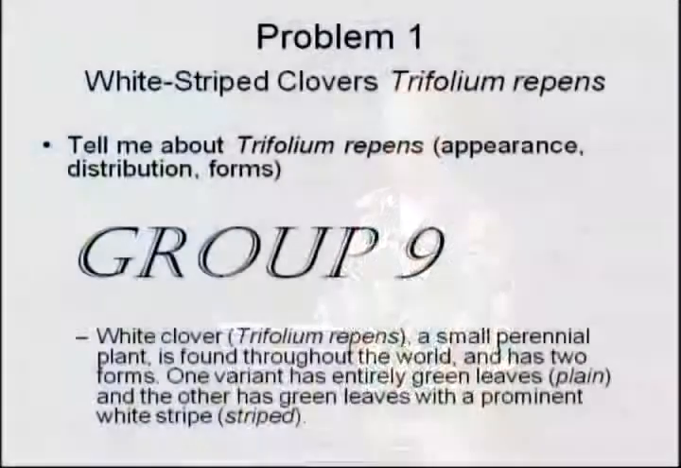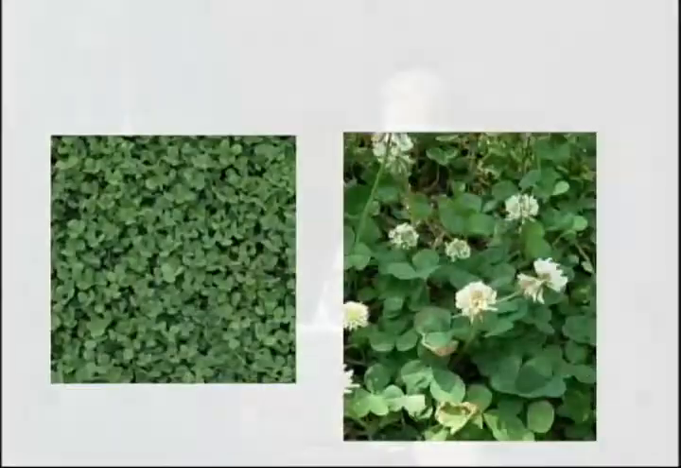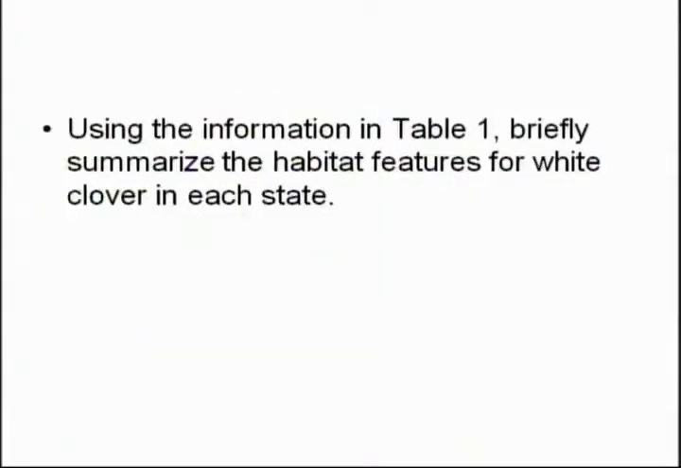Now, okay, let me read this paragraph to make sure we got all the information. The white clover, the white striped clover, is a small perennial plant, is found throughout the world, and has two forms. One variant has entirely green leaves, which are plain, and the other has green leaves with a prominent white stripe. Okay, so we did get that.